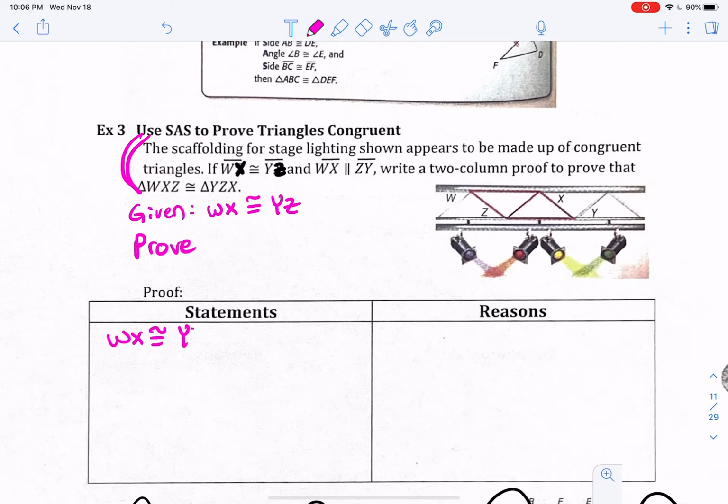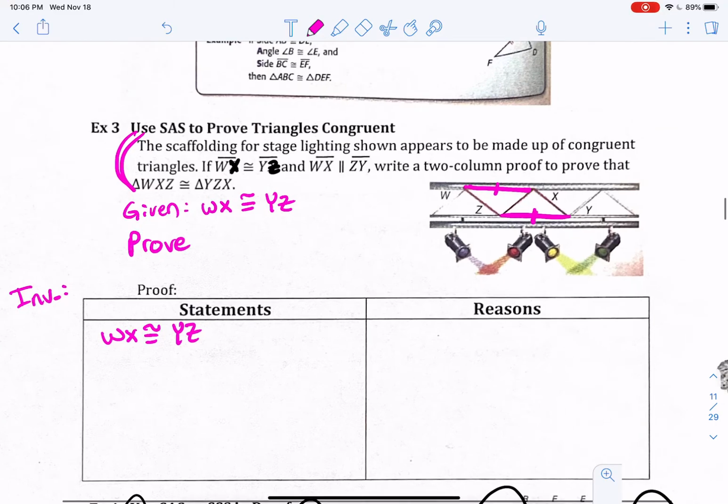WX, YZ. WX is this segment across the top here. So that guy is congruent to YZ, the bottom. So those two things are exactly the same length. Okay, I'm going to do my inventory over here. And if I have that, I already have a side. Okay, a side is labeled for each one of those two triangles.